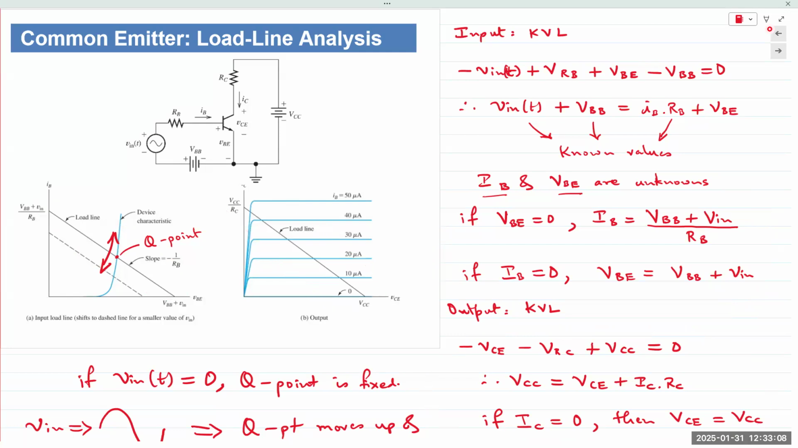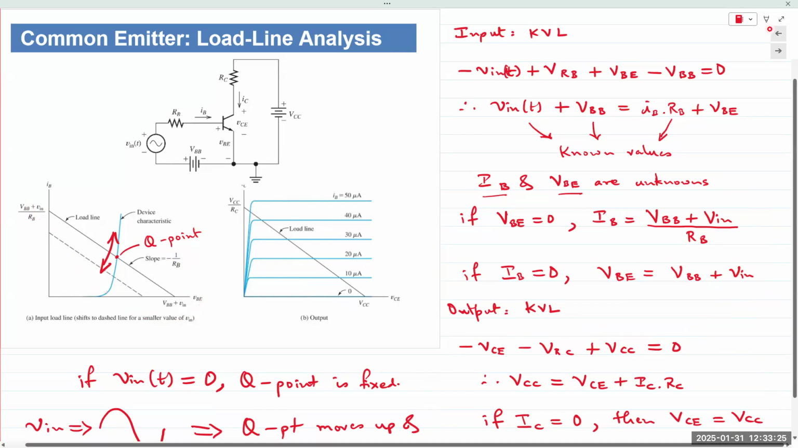The load line procedure is not new. It's the same that we did for the diode. It's the same we did for the Zener diode. Apply KVL, obtain X and Y coordinates, and you plot the line. The intersection of the line is our solution.